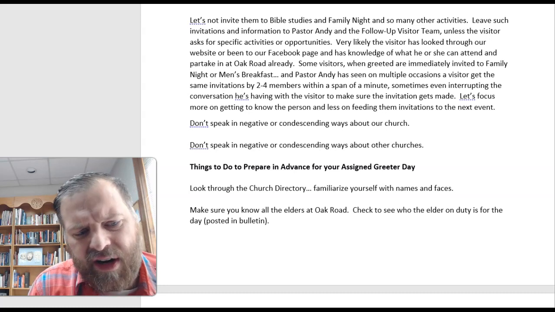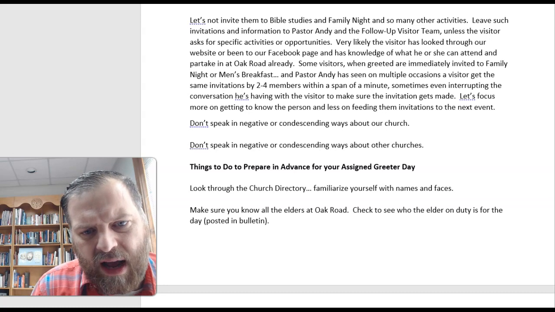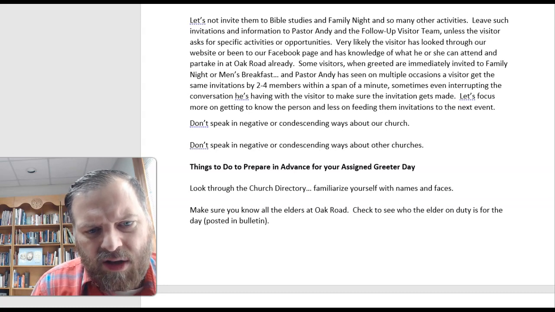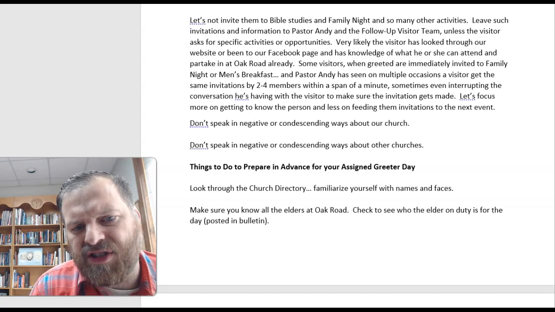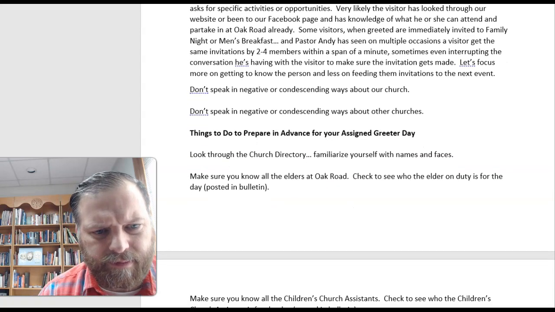I'm not going to say if you're a greeter, don't invite them to these things. Play it by the Holy Spirit, how you feel led. But let's focus more on getting to know the person and less on feeding them invitations to the next event. Let's not just focus on the next thing, but be present and care for their current needs, and how they're at the church for the first time and what God's doing in their life to bring them there.